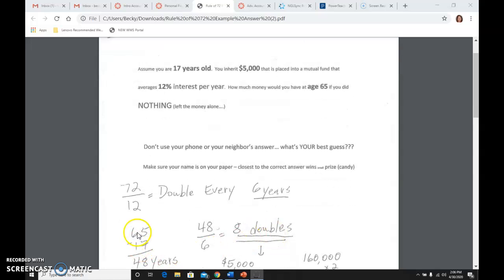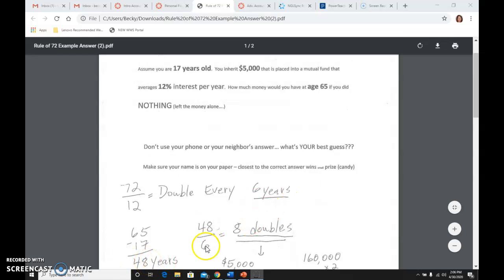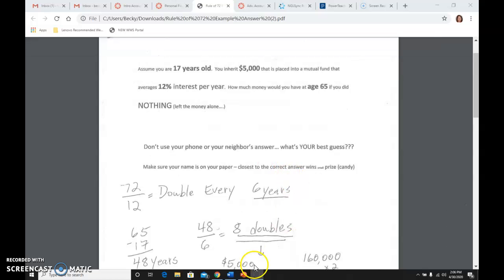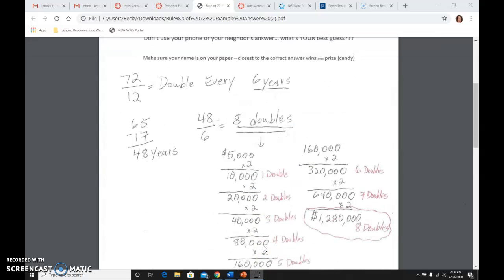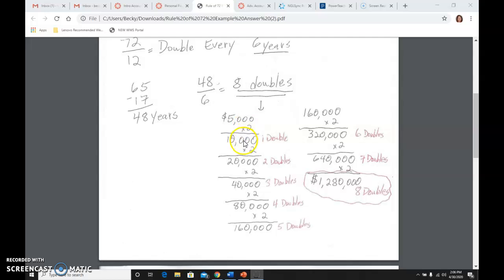What we need to do next then is say how many years from now when I'm 17 until I'm 65, and there's 48 more years for you guys to invest and grow money. Which means if you have 48 years and it's doubling every 6, it's going to double 8 more times in your life until you turn 65. 8 doubles.